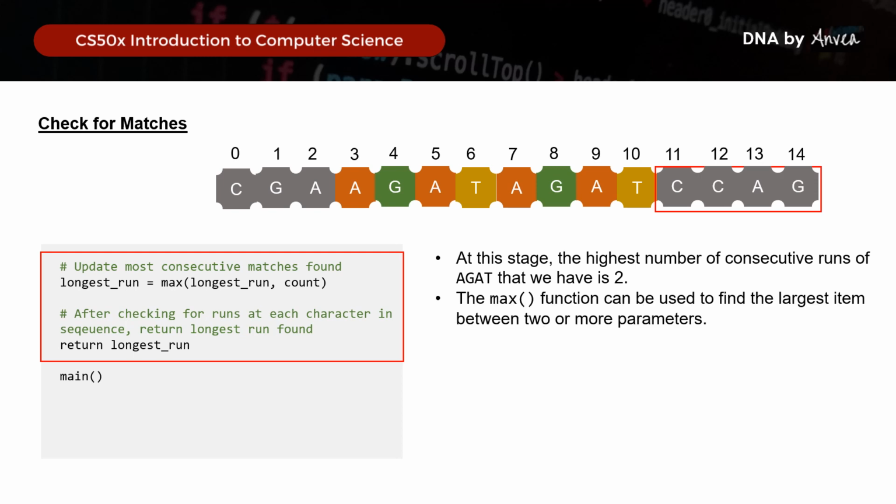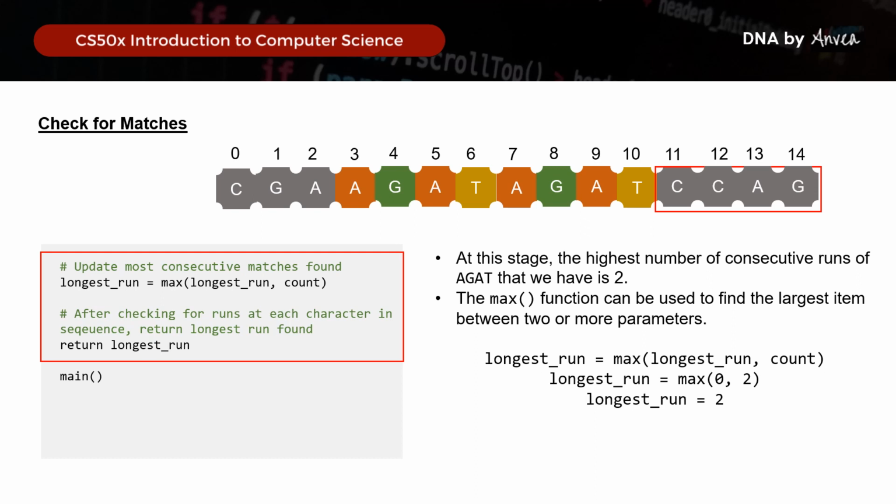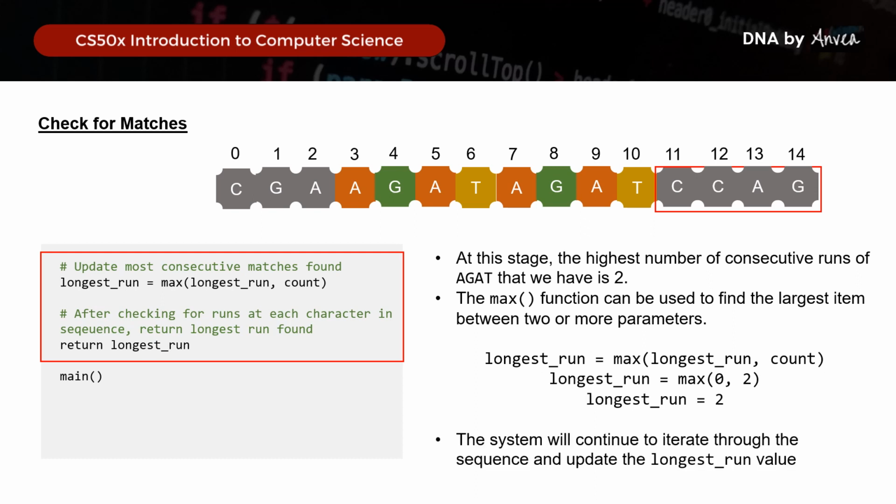So the max function will then be used in the distribution code to find the largest item between 2 or more parameters. Since longest run currently equals 0 and count equals 2, you can see that we will update the value of longest run to 2. Our program will continue running through the DNA sample, and as and when it finds longer consecutive runs of AGAT, the value of longest run will be updated until the program reaches the end of the sequence, and it will then return the value of longest run.